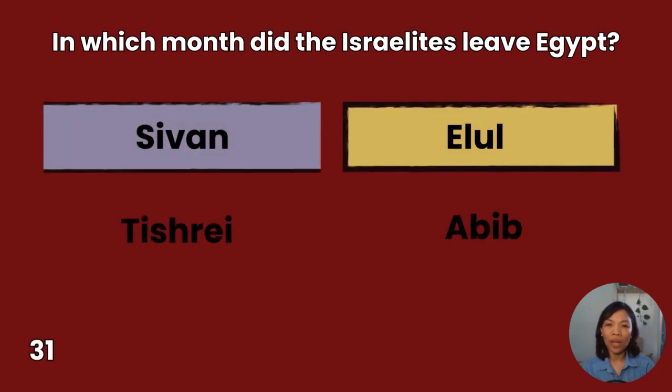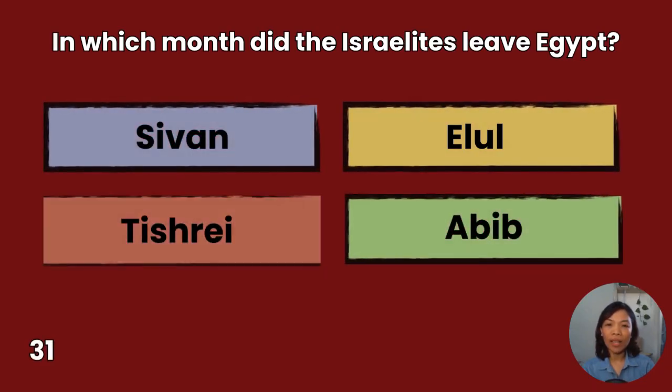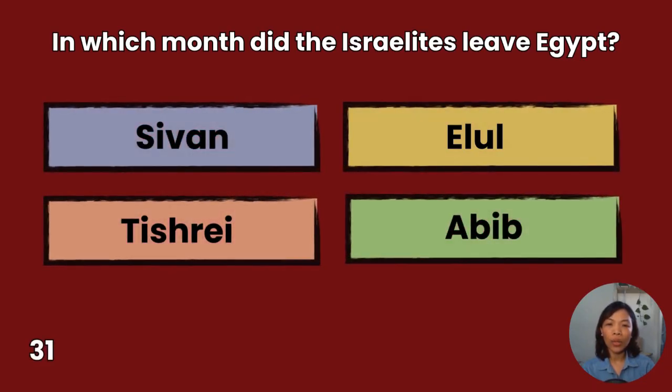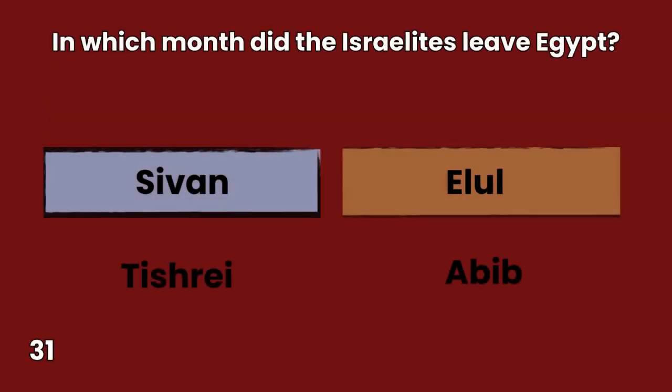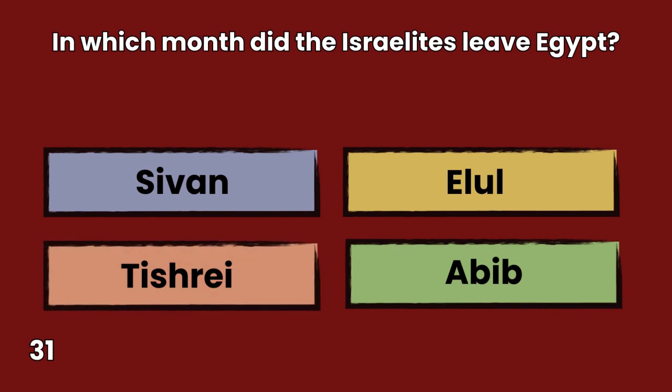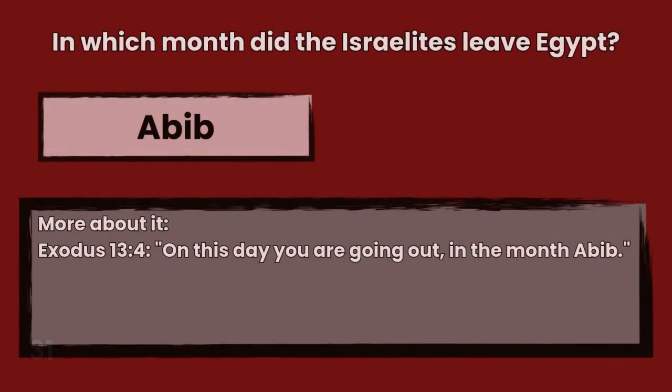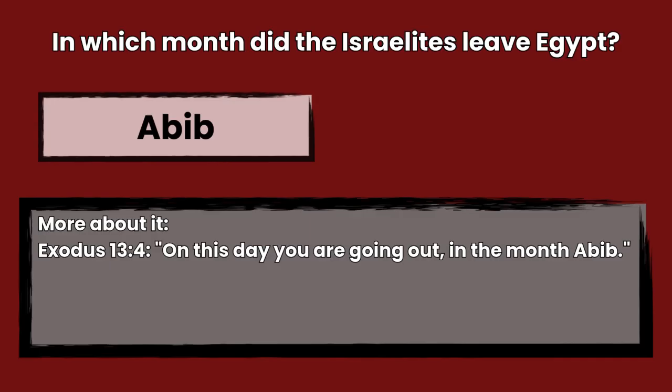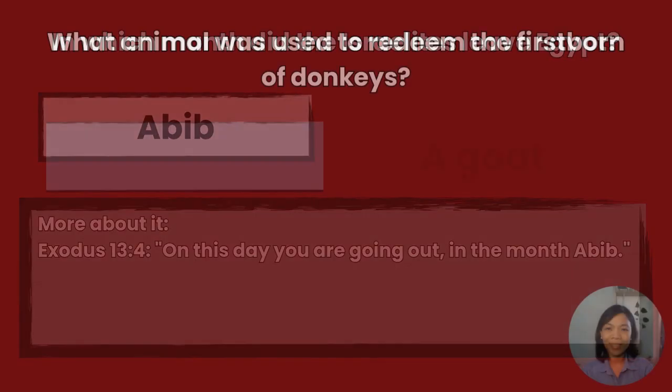31. In which month did the Israelites leave Egypt? Sivan, Tishrei, Elul, Abib. You have 10 seconds to answer. The answer is Abib, Exodus 13:4. On this day you are going out in the month of Abib.